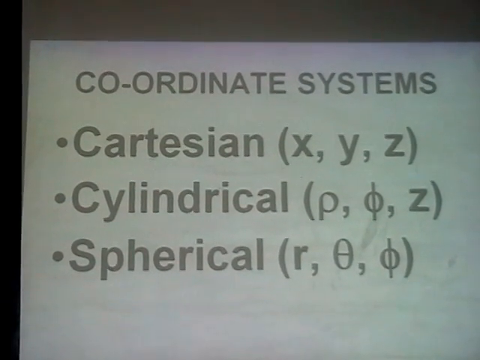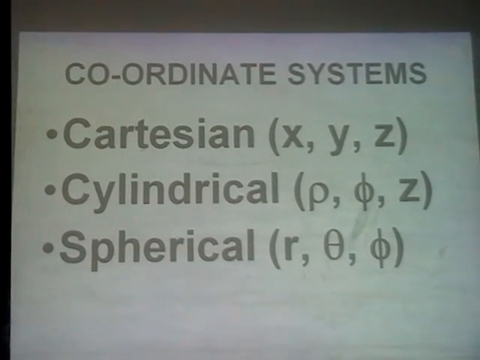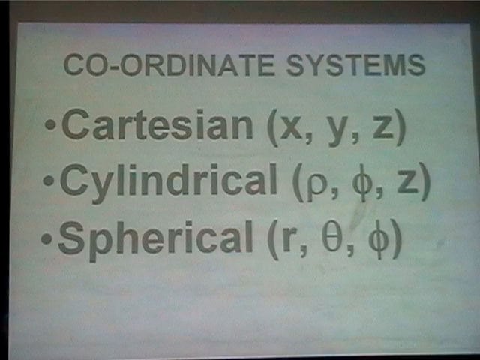So you have studied in mathematics 3 coordinate systems. Cartesian coordinate system, the variables x, y, z. Then cylindrical coordinate system, rho is radius, phi is angle, z is vertical distance. Spherical coordinate system, r, theta, phi, r is radius, theta is the angle measured from z axis to the radius vector, phi is the angle measured from x axis to the horizontal projection of the radius vector.